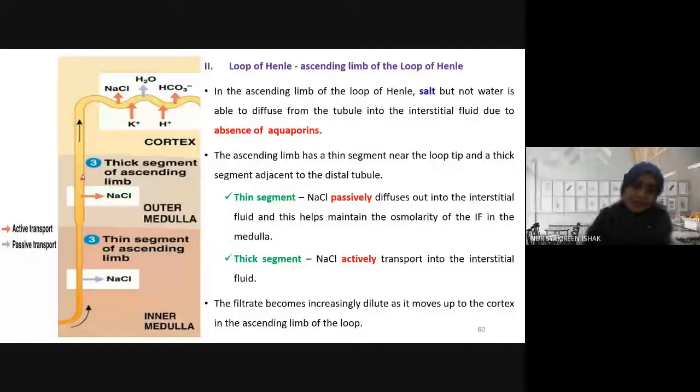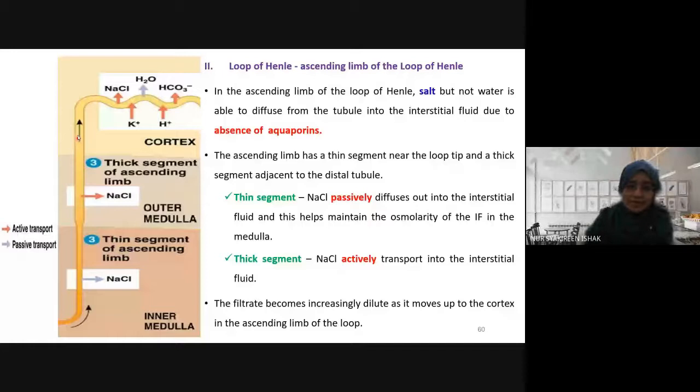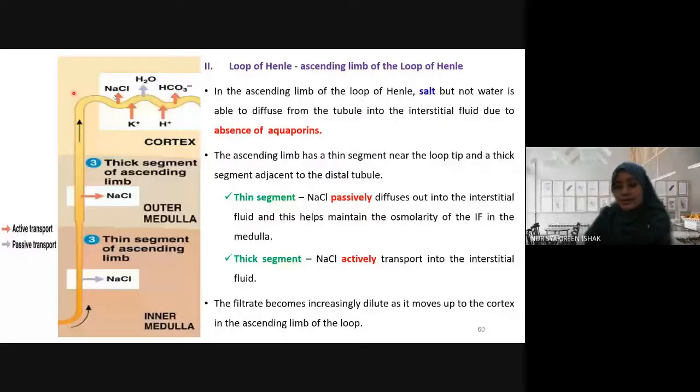Sebab kat sini, concentration of filtrate becomes less concentrated. As more sodium move out, filtrate becomes less concentrated kat sini. Okay, so kat sini 1200, nanti dia naik, dia jadi 300 kat sini. Okay, 300 milliosmoles per liter. Okay, so take note please.